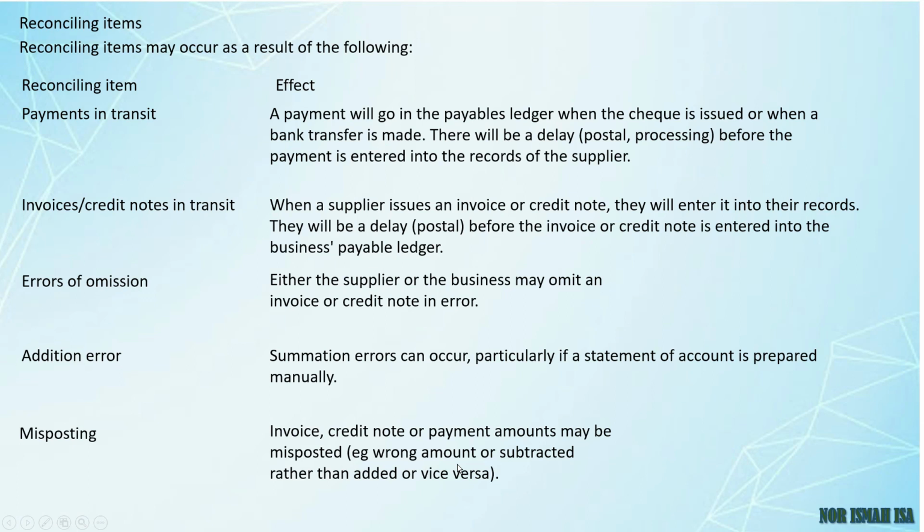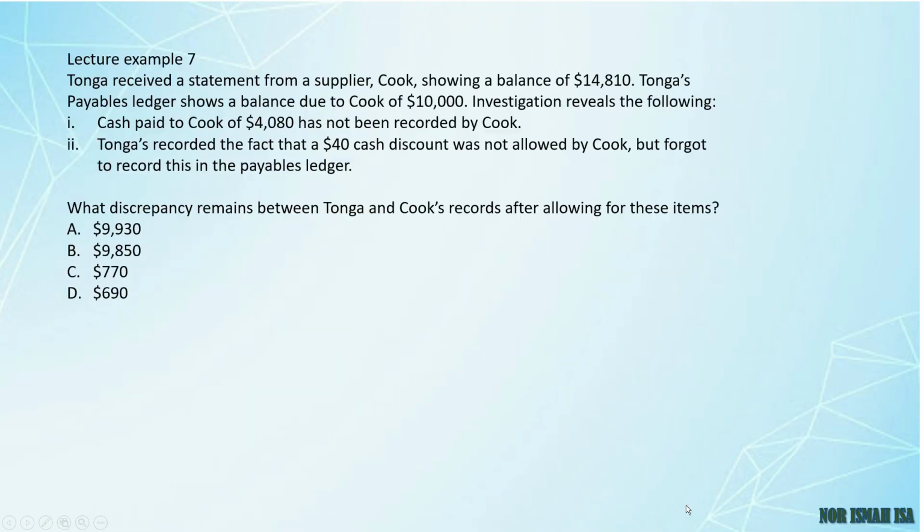And misposting: an invoice, credit note or payment amount may be misposted, a wrong amount, or subtracted rather than added, or vice versa. This is about calculation. Whether it's wrongly calculated and posted as the wrong amount, or the amount should be minus but you calculated it as add. So this is misposting.